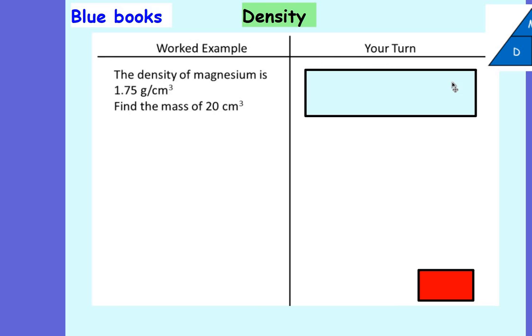Okay, so far we've been looking at working out density. Now we're going to start looking at working out mass. Now if we look at our formula triangle, if we cover up mass, we know that mass is equal to density multiplied by volume.